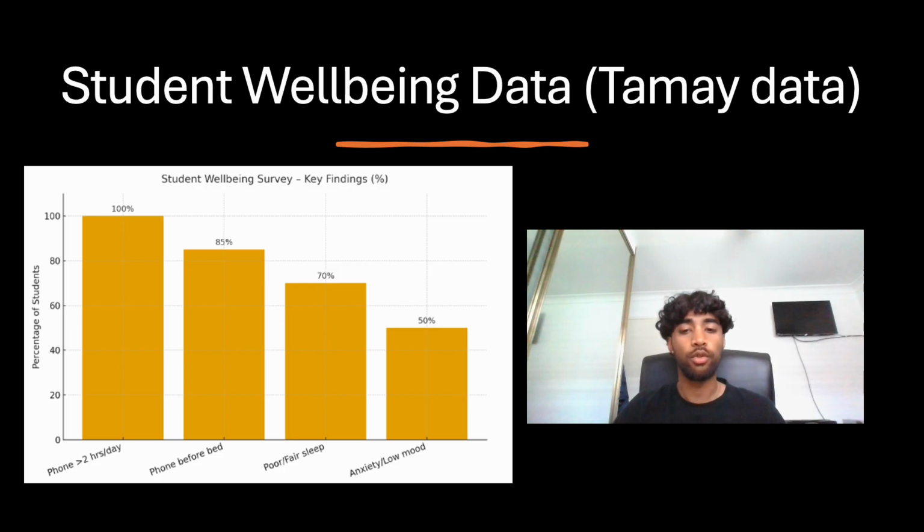Tomei's student well-being questionnaire revealed strong patterns linking technology use to health and emotional well-being. 100% of students reported using their phone for more than 2 hours a day. 85% use their phone before bed, often late into the night. 70% rated their sleep quality as fair or poor, and 50% experienced anxiety or low mood several days a week. This highlights a clear connection between excessive screen time, disrupted sleep, and student well-being.